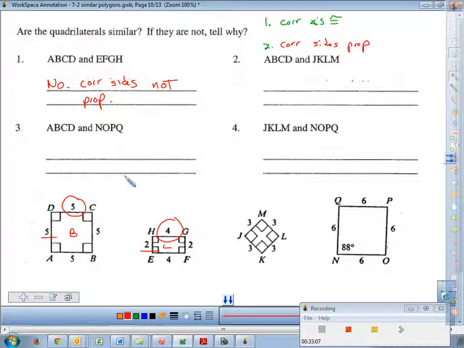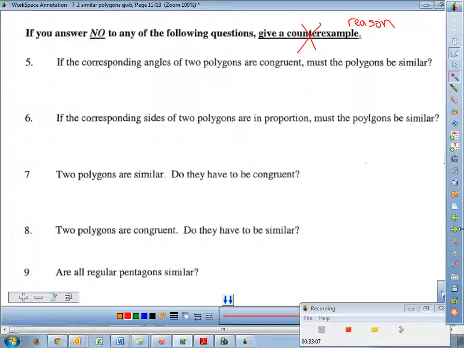What if you say yes? What do you have to do? Read the instructions. What if you say yes? You just say yes, right? You don't have to do anything else. Sound all right? Next set. If you answer no to any of these following questions, give a reason. Isn't that what your instructions say now? Give a reason. So let's do number 5 together.